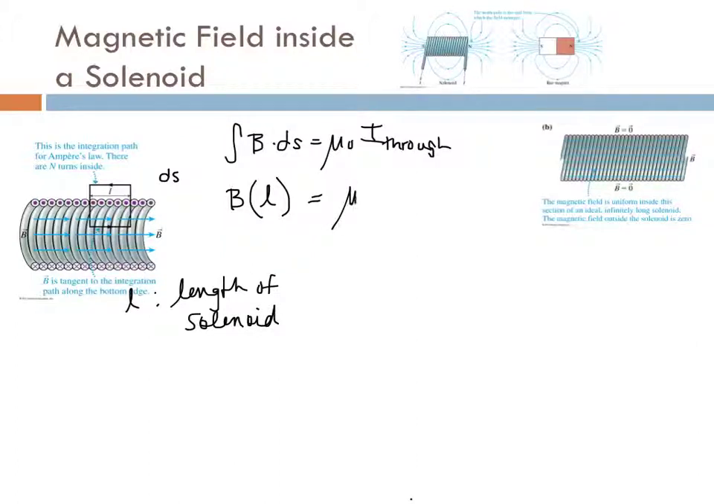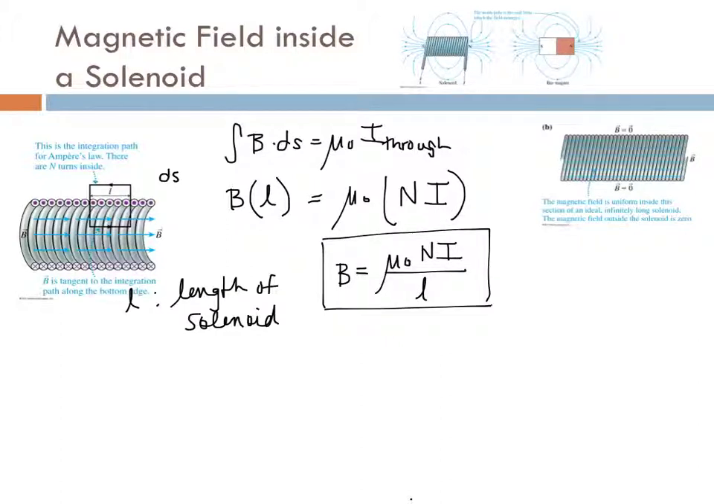and our current is just going to be the current that's actually running through the wires. But we need to multiply that by however many number of coils we actually have. So, for the magnetic field of a solenoid, it's simply B is equal to mu naught times N times I over L.